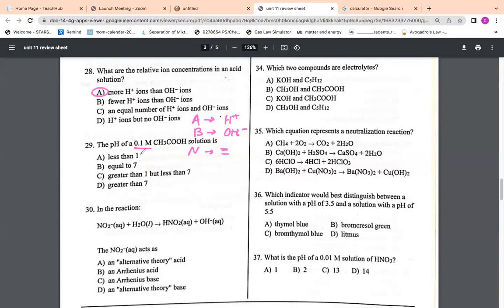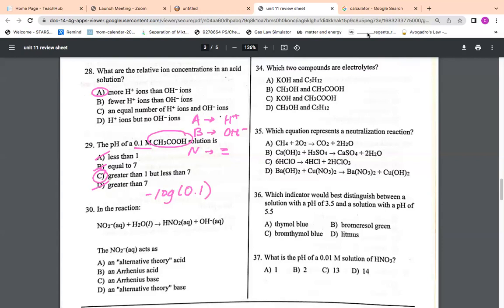Okay. Number 29, the pH of a 0.1 molar acetic acid solution is what? They're not asking for specifics. However, this is an acid, so it should be below 7. So it's not less than 1. Not equal to 7, that would make neutral. It's not greater than 7, that would be a base. It should be greater than 1, but less than 7. And the way that you can also check this is by plugging it in, negative log of 0.1.